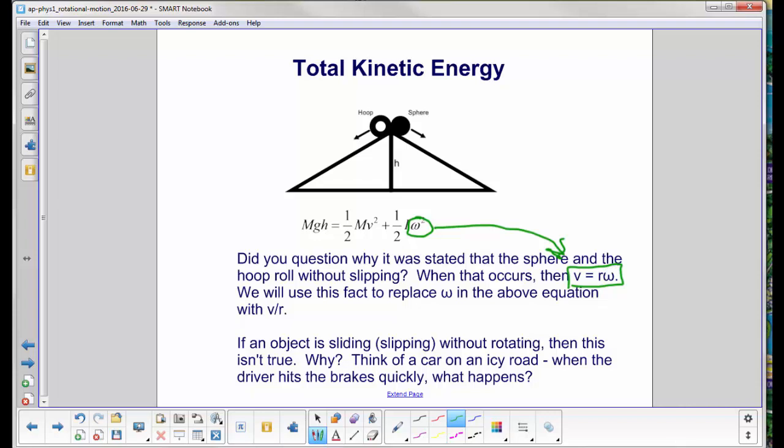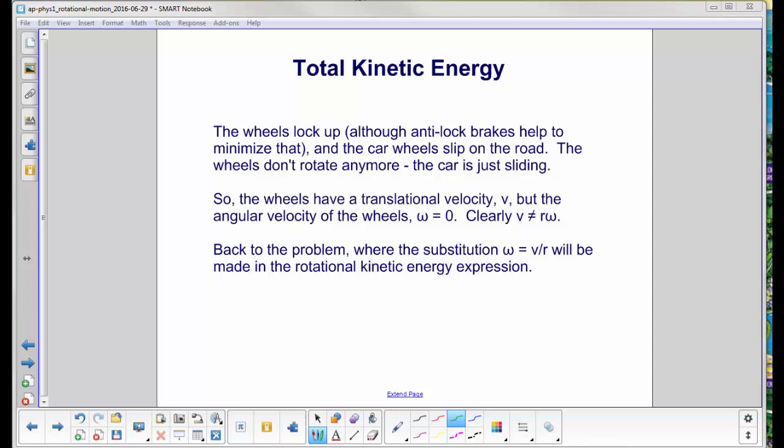But why? Think of a car on an icy road. When the driver hits the brakes quickly, what happens? The wheels will lock up, although anti-lock brakes help to minimize that, or rapid pumping of brakes for the older cars. You just push it in, take it out, push it in. You don't do that anymore. Anti-lock brakes do that for you. The car wheels will be slipping on the road, so instead of rotating nicely, they're sliding. The wheels don't rotate anymore, the car is just sliding. That is a very dangerous condition because you can't steer anymore.